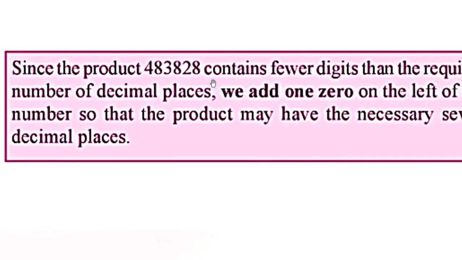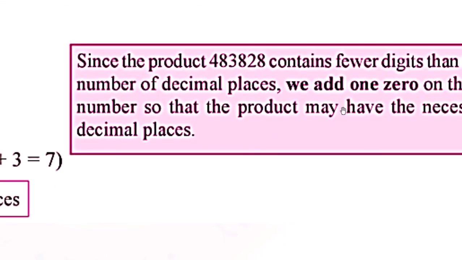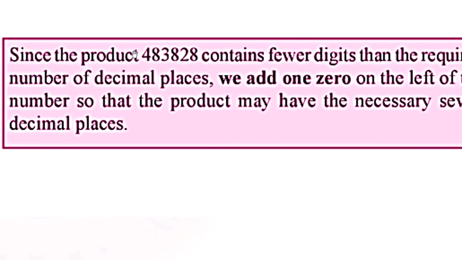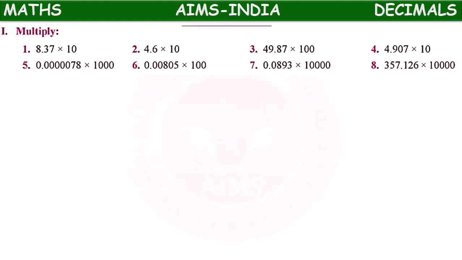Because the product is 483828, it contains fewer digits than the required number of decimal places. That's why we add a 0 on the left of the number, so that it will have the required number of decimal places. Like that we can do. Next.